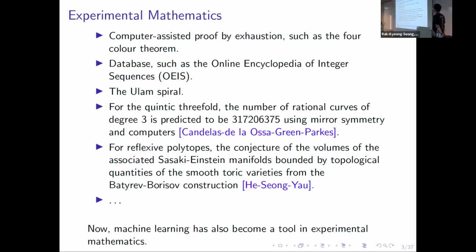And also in string theory and mathematics, there are physicists using mirror symmetry and of course computers to predict the number of rational curves for the quintic threefold. And more recently, for a special type of polytopes called reflexive polytopes, there's a conjecture regarding the volumes of the associated Sasaki-Einstein manifolds, which is expected to be bounded by certain topological quantities in this paper. And of course, machine learning is also a tool in experimental mathematics.